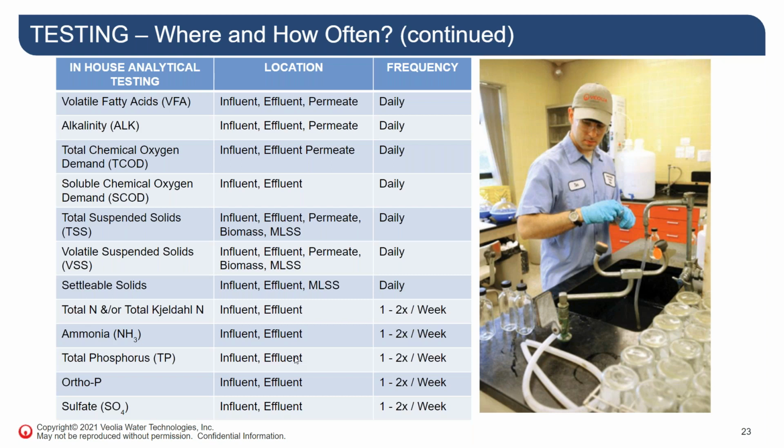If for some reason you see the effluent VFA is higher than you want it to be or than it has been normally, that gives you a clue that something is wrong and you want to go look to see what it is that you need to correct to get it back down.